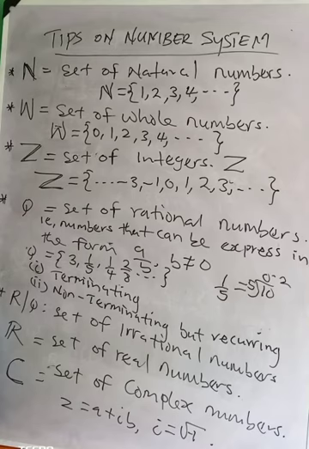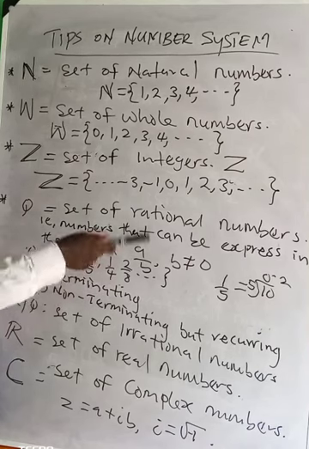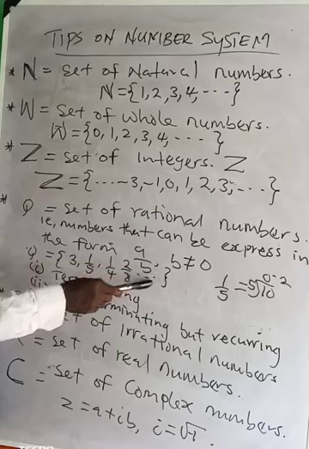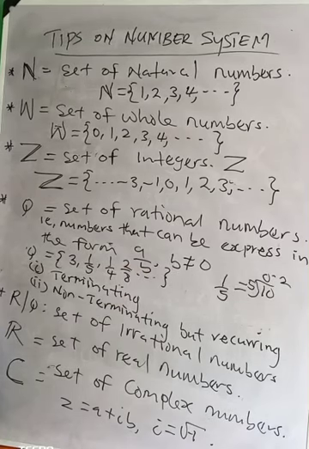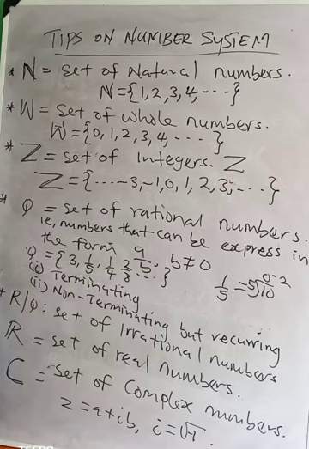Now, Q, talking about set of rational numbers. Of course, for Q, set of rational numbers. Now, note, a rational number is a number that can be expressed in terms of a fraction, A over B, numerator over denominator. Of course, your denominator B must not be equal to 0. If it's equal to 0, it's what we call undefined, no solution. So B must not be equal to 0.